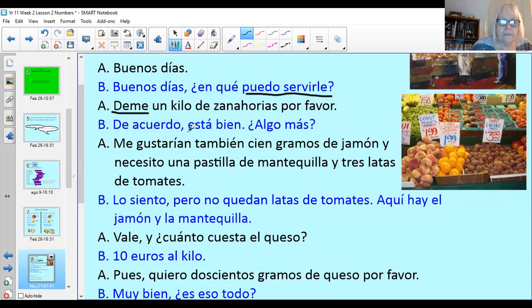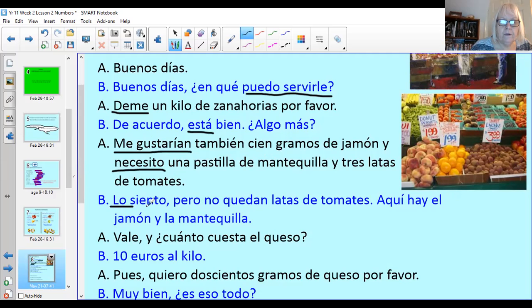De acuerdo, está bien, there's your next verb. That's fine. So far, good morning, how can I help you? Give me a kilo of carrots, please. Of course, here, that's good. Then your next one. Me gustaría también, right? This is a different tense here. This is a conditional. I would like. Me gustaría también 100 gramos de jamón y necesito. Present tense, I need.